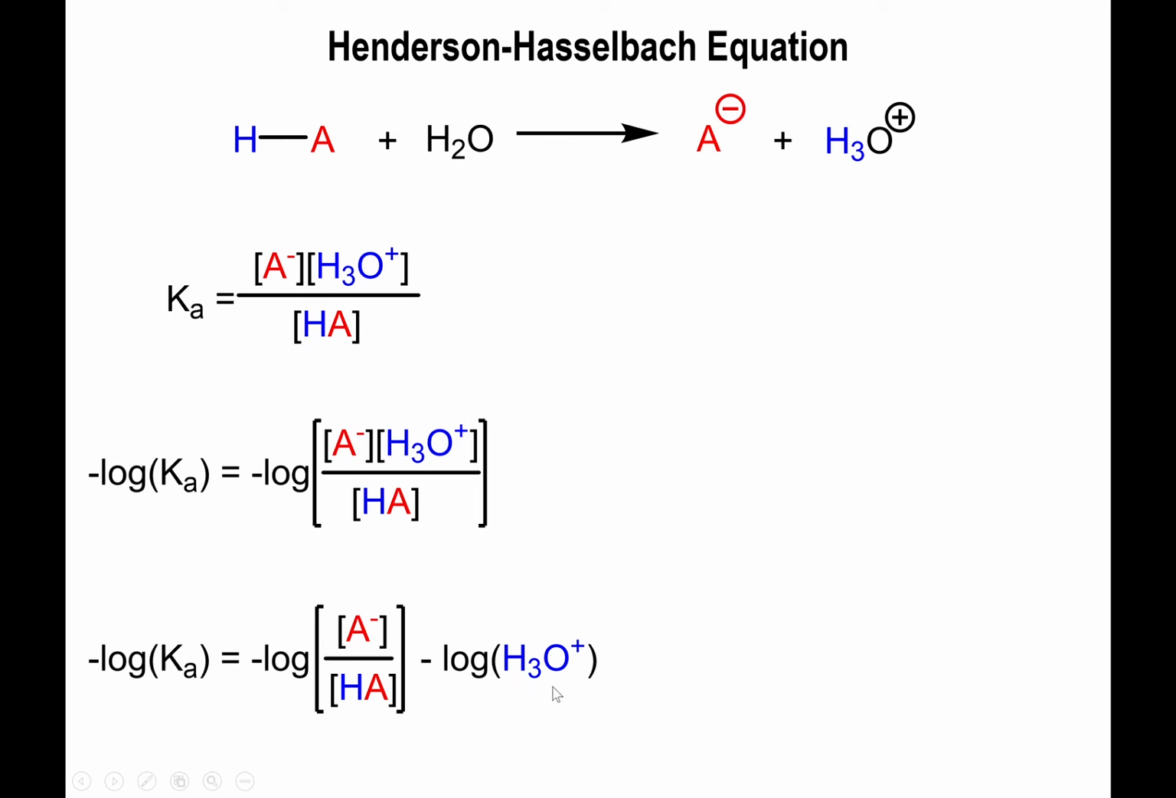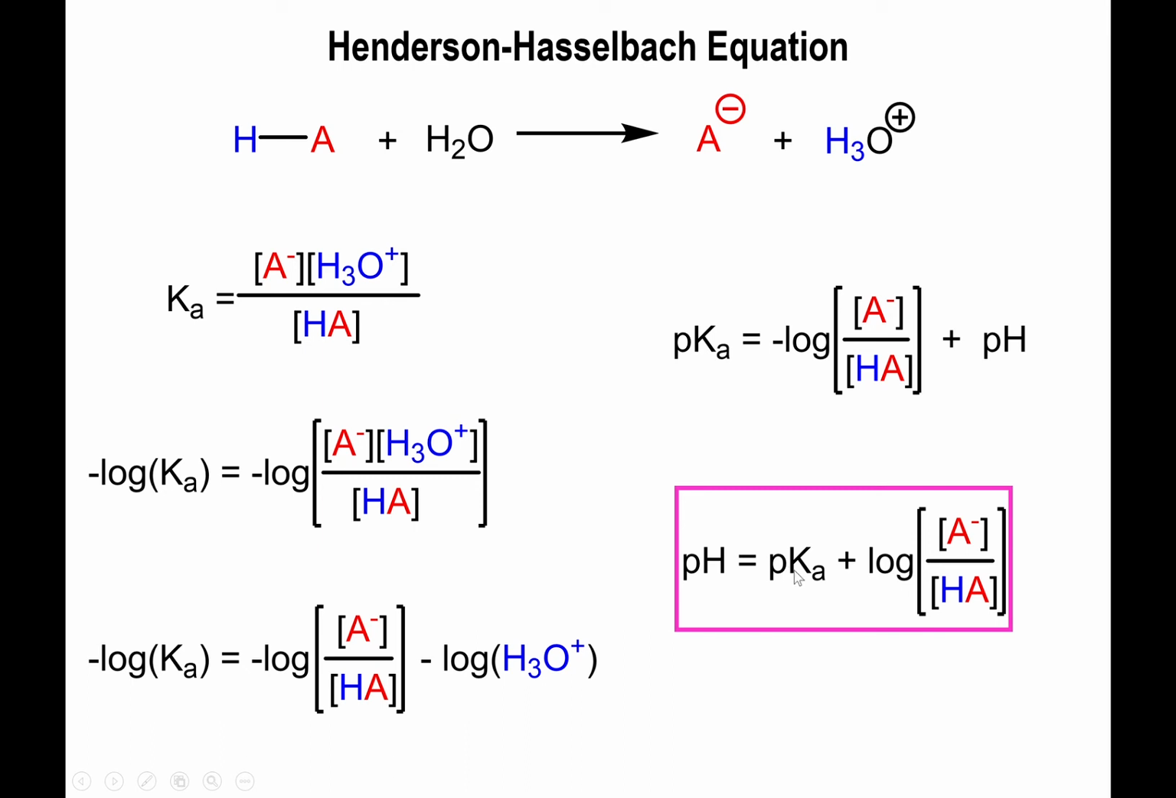Negative log of hydronium is pH. So the equation reduces to what we see right here. And now the last thing I'm going to do is isolate for the pH. So we end up with pH equaling pKa plus the log of the base over the acid. And this equation right here, which is simply the equilibrium constant expression for the acid dissociation of HA, simply taking the negative log of both sides, this equation is what we call the Henderson-Hasselbalch equation.